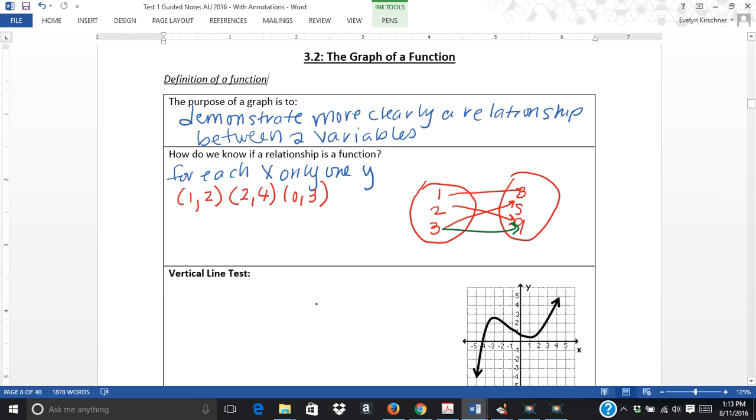Now, a great way to do a test would be what we call the vertical line test. What we do is that if we can draw a vertical line and it only crosses the graph once, anywhere we draw a vertical line, then I know it's a function. If it crosses more than once, it is not a function.